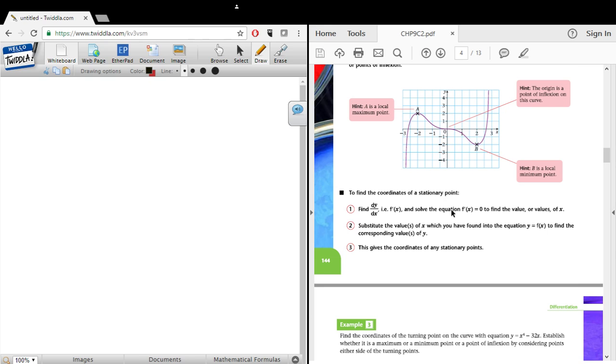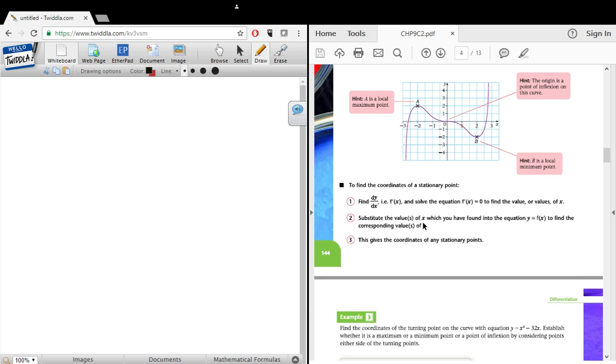Now, here are a few more points to consider when finding the coordinates of a stationary point. First you have to find dy/dx, i.e. f'(x), which we've already mentioned, and solve the equation f'(x) = 0 to find the value or values of x.